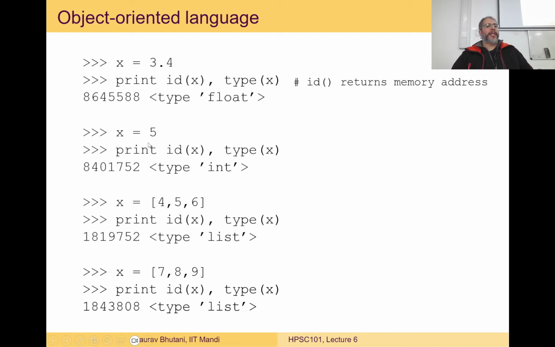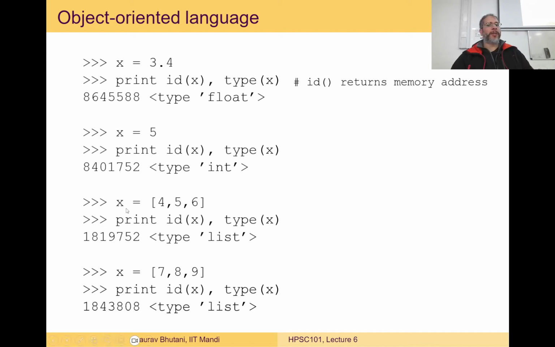So in the next line I say x equal to 5. Now if I do the same thing again, you see that the memory location changes. So what happens is x equal to 5 generated a new object in a different memory location, and now x starts pointing to it. So if I say id of x and type of x, they're again completely different, because now x is pointing to a different location of a different type.